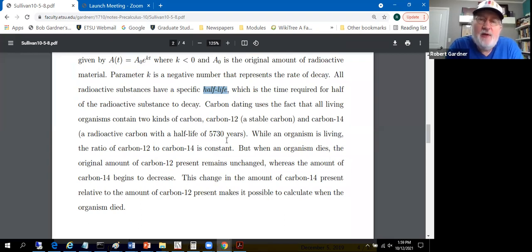With a 5,730-year half-life, for practical reasons, this is only valid for dating things that are maybe a few tens of thousands of years old. So it's no good for dating dinosaurs that are millions of years old. But it is good for dating archaeological finds, things on a scale of 10 to 20,000 years. Carbon dating is good. So the change in the amount of carbon-14 allows us to calculate when an organism died, how old a piece of parchment might be, for example.